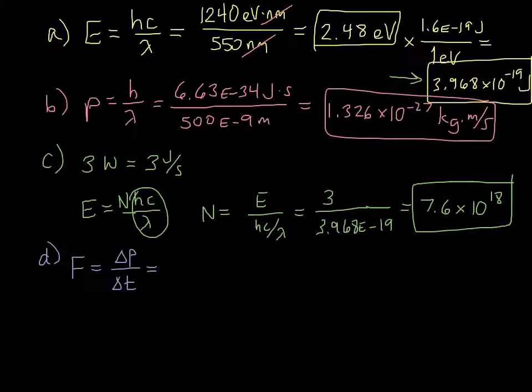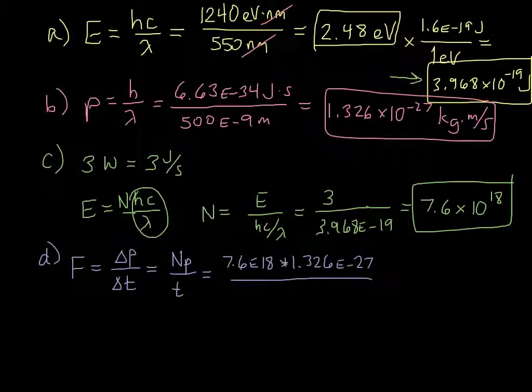The delta P is the momentum of all the photons, which there are n of them, times their momentum, and the final momentum is just going to be 0, so it's just going to be np divided by t. So the n, what we just solved for, was 7.6 times 10 to the 18. The momentum, which we got in part B, was 1.326 times 10 to the negative 27, divided by the time, which is 1 second, and that is equal to a total force of approximately 1 times 10 to the negative 8 newtons.